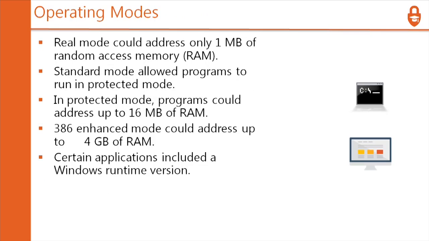Operating modes. There was real mode, which could address only 1 megabyte of random access memory. A lot of the early games had to run in real mode because they had to address the RAM literally. And then standard mode allowed programs to run in protected mode, where they had different setups and configurations. In protected mode, programs could address up to 16 megabytes of RAM. And 386 enhanced mode could address up to 4 gigabytes of RAM. Certain applications included a Windows runtime version. So that's the beginning of the .NET right there, the different runtime.